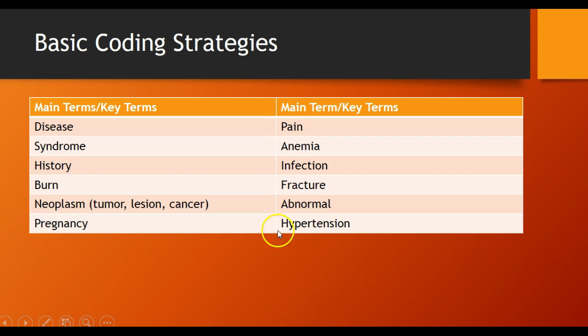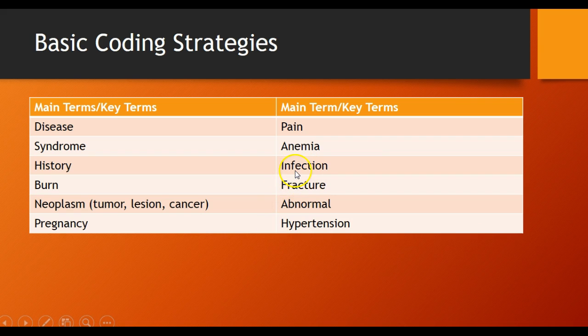We also have pain. You can have pain anywhere. You can have a headache, a head pain, teeth pain, abdominal pain, back pain. So you want to make sure that pain is your main term. These specific words like anemia, asthma, it's a disease in itself. So you start with anemia. There are various types of anemia. The same thing with asthma, and that's not listed here.